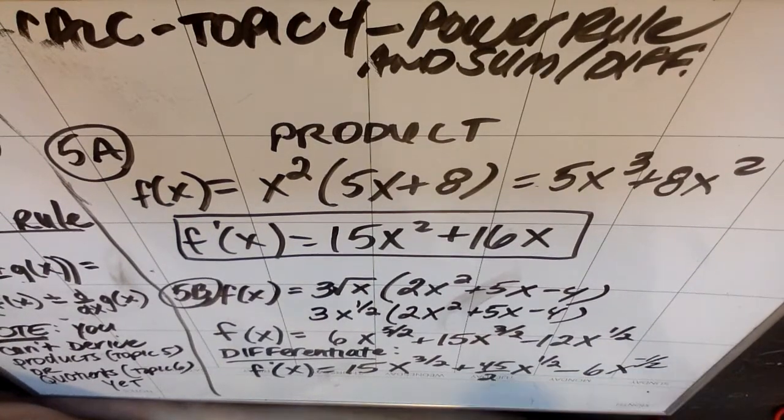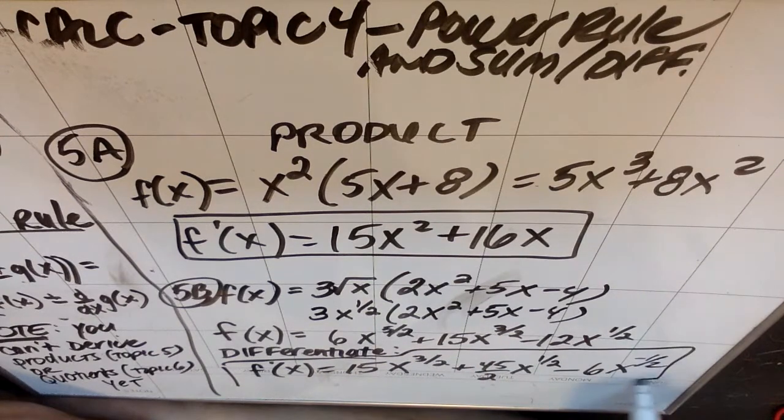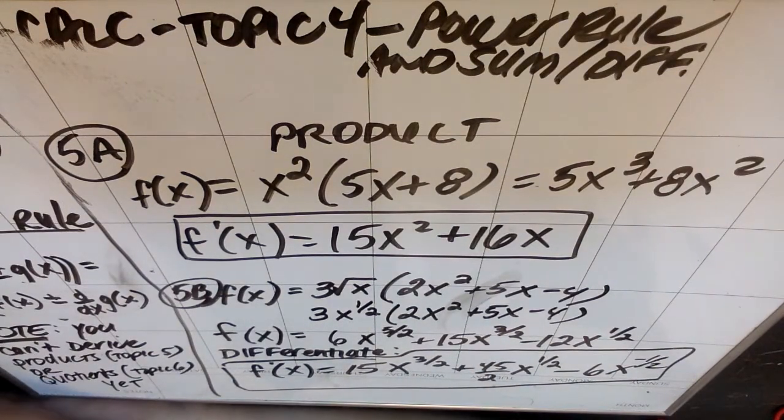And sure, you could put the x to the negative 1 half on the bottom if you really want, but especially in a problem this long, I don't think it's really worth it. So I get f prime of x equals 15x to the 3 halves plus 45 halves x to the 1 half minus 6x to the negative 1 half.